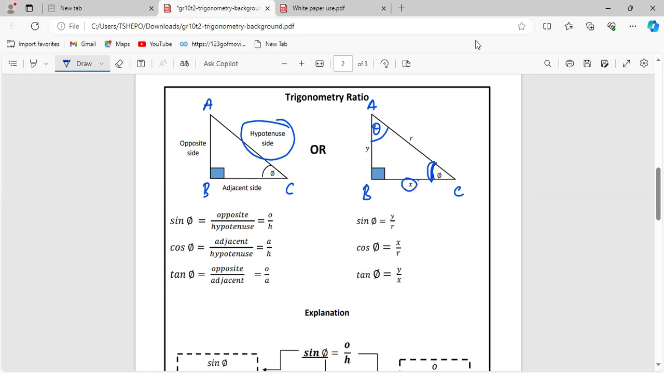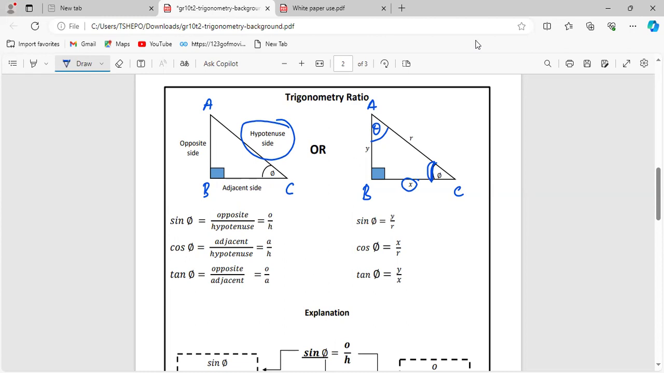But side x is opposite to theta. So if we want to talk about angle theta, side x is the opposite side. Then what about side y? Side y is going to be the adjacent side to angle theta in this case.